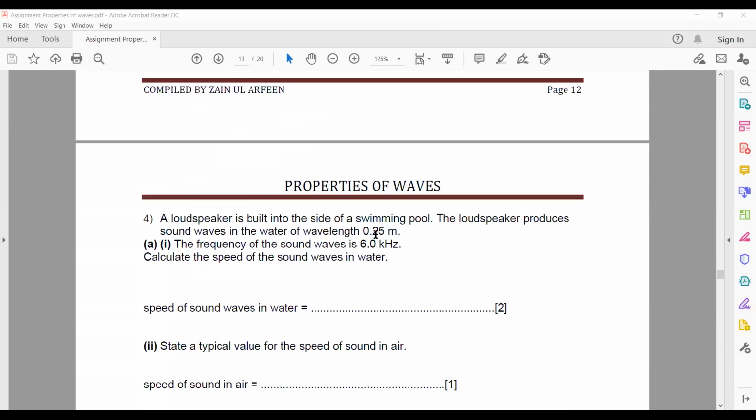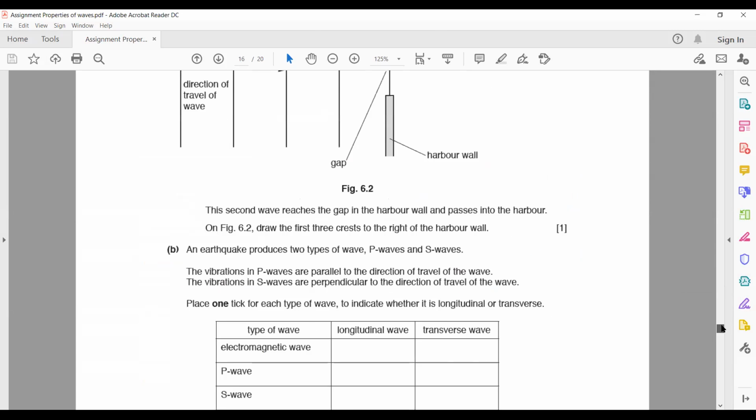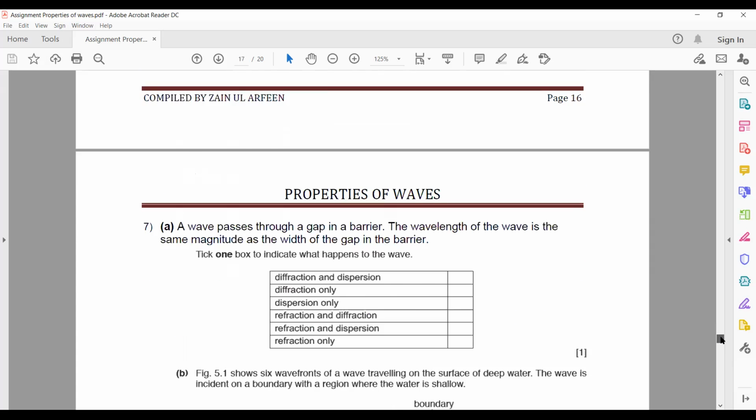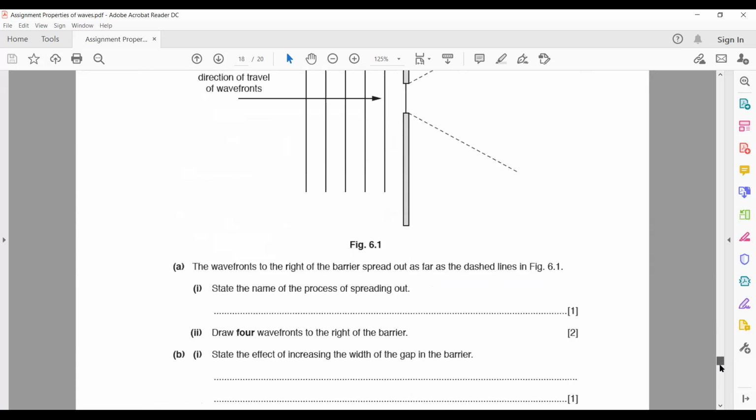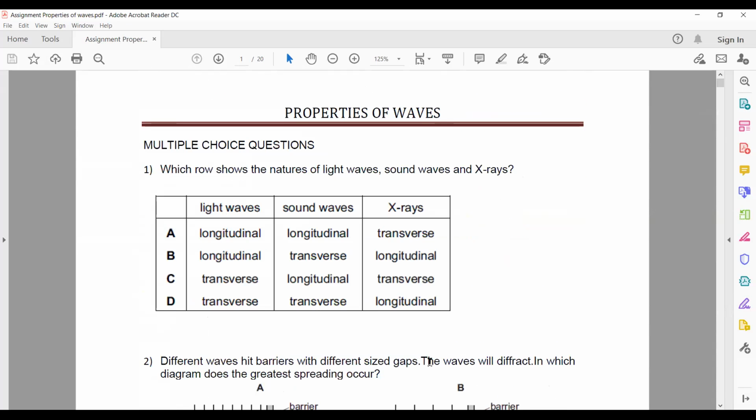So this was about the properties of the wave. There are more examples, but the remaining examples I want you to attempt, and I will share the exercise with you related to the topic.